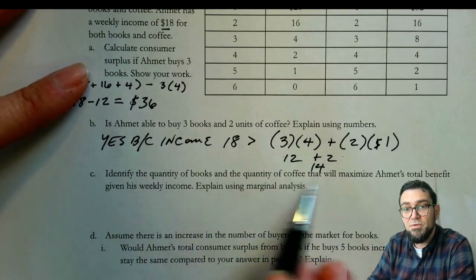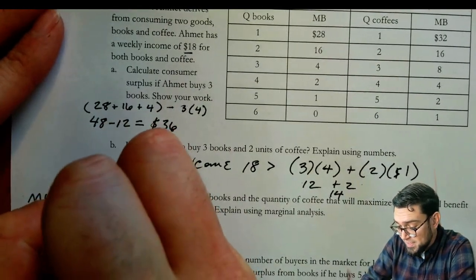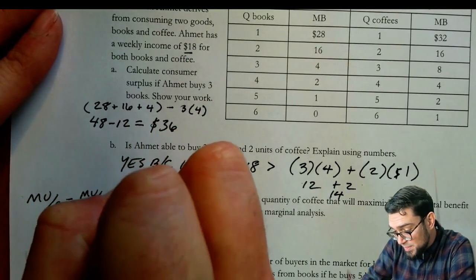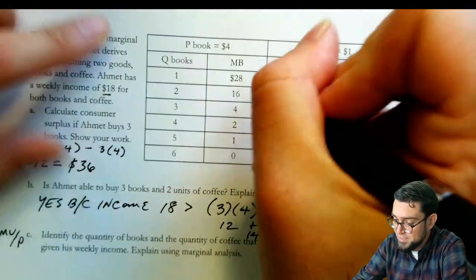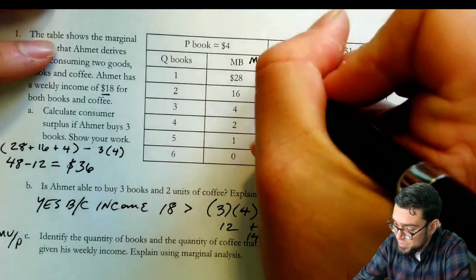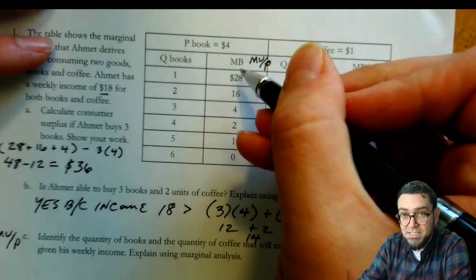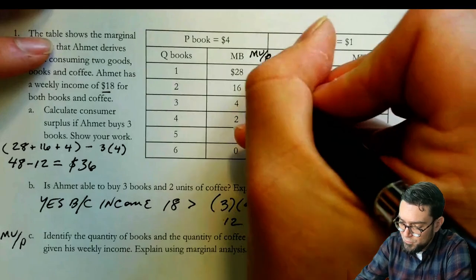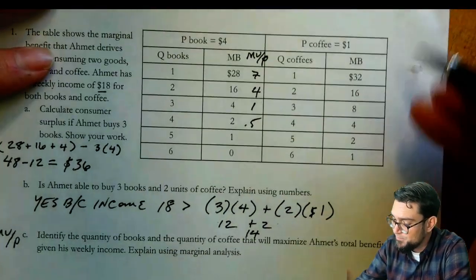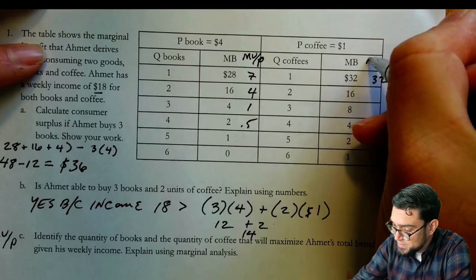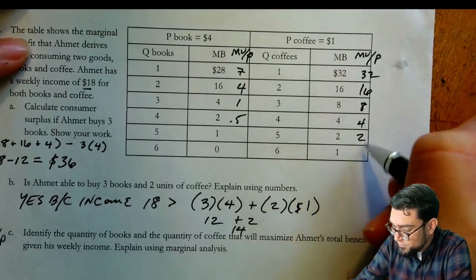Identify the quantity of books and the quantity of coffee that will maximize his total benefit given his income. So what he's going to do is find MU over P equal to MU over P using his whole budget. We're going to do that over here off to the side. MB divided by 4 is the same as MU over P. So MU and MB, benefit and utility, are the same thing here. 28 over 4 is 7, 16 over 4 is 4, 1, 0.5, I'm going to stop there. 32 over 1 is 32, so these are also marginal utility over the price. 16, 8, 4, 2, and 1.